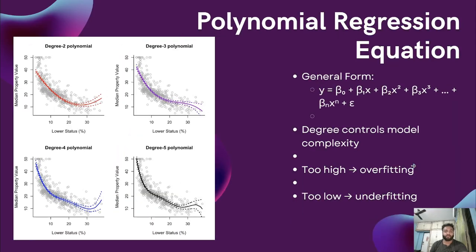The standard form of polynomial regression is y equals beta naught plus beta 1 x plus beta 2 x squared plus beta 3 x cubed, and it extends to beta n x to the power n plus epsilon, where x is the independent variable, y is the dependent variable, betas are coefficients, and n is the degree of the polynomial. A higher degree of polynomial can fit more complex curves, but it also increases the risk of overfitting.